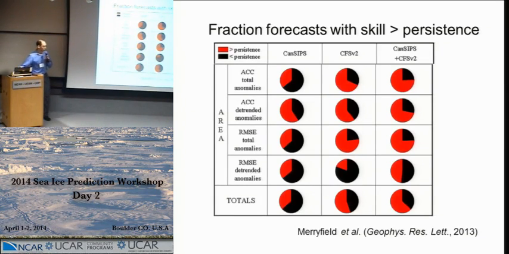So there are some advantages of creating a multi-model system, which was obviously known for variables like precipitation, but here we show that it's the case also for sea ice.